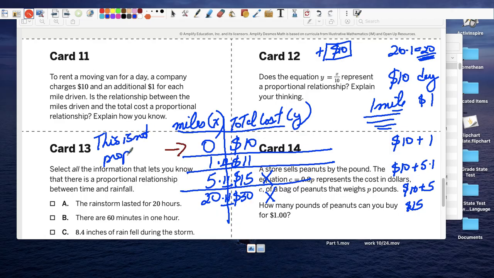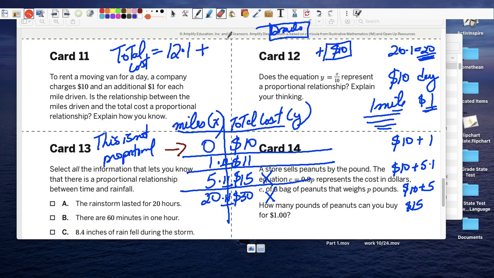Now, I'm going to take one step further. How would you write this equation? Well, how would you? So the question is, and this is how I'd like you to think, for us to find the total cost, what do I have to do? If you rent a car, and let's say you drove for 12 miles, what would you have to do to find the total cost? Well, I know I'm going to have to take 12 and multiply by 1 because every mile is 1. And then what else do I have to do? There is a plus, and the plus what?